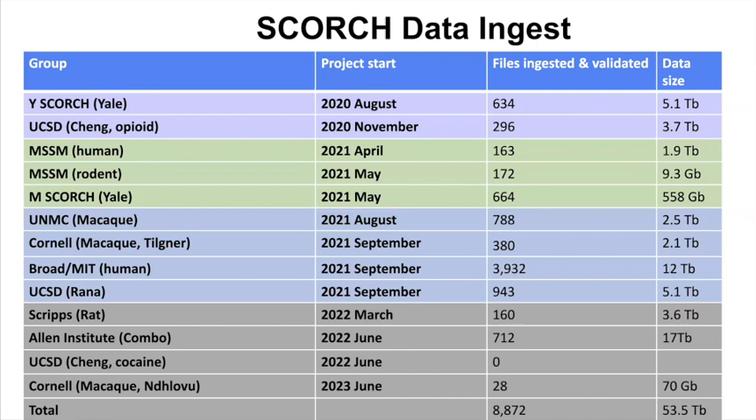So just to give you an idea, over the last few years, these are the project start dates and the amount of data that we have ingested into the Scorch portal at NeMO. We have close to 10,000 individual files that have been sent to us, and it amounts to about 50 terabytes of data that's currently at the Scorch NeMO portal that we're holding for the consortium.